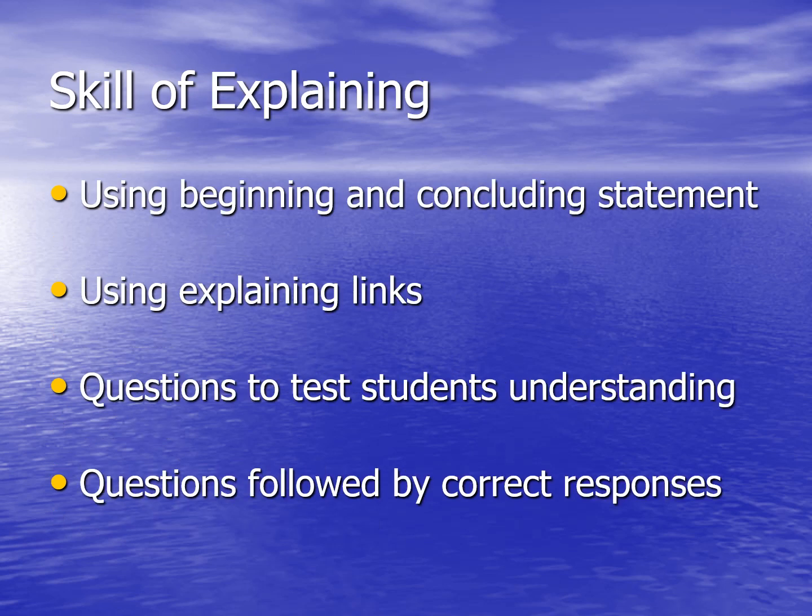Then the skill of explanation. For the skill of explanation, you have to use a beginning and a concluding statement. Use explaining links like conjunctions so that you can link what you are explaining to the next point. Then ask questions to the students for better understanding, whether they understood what you have explained or not. Then the questions are followed by the correct responses. After each response, you ask another question to establish the link. In that way, you can explain in a better way.